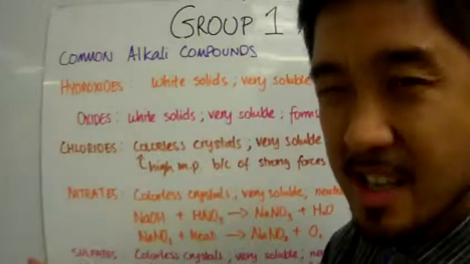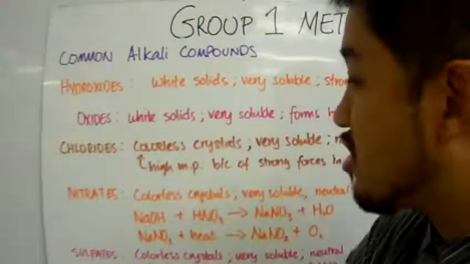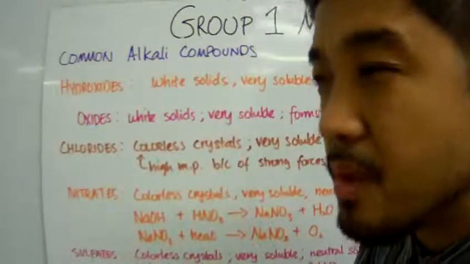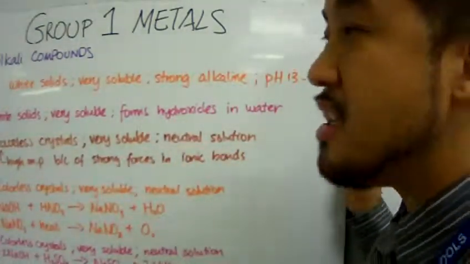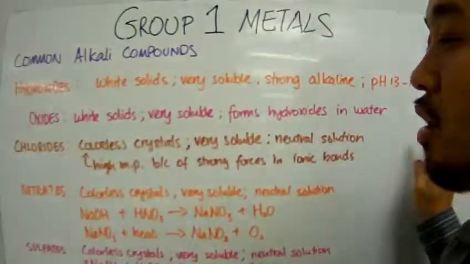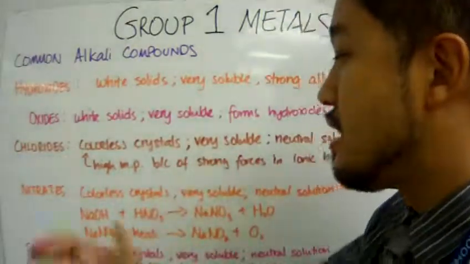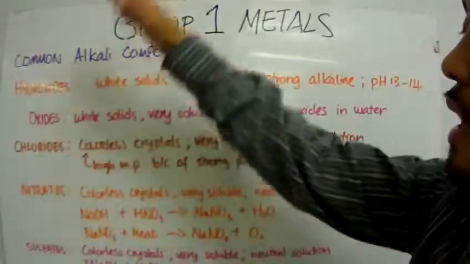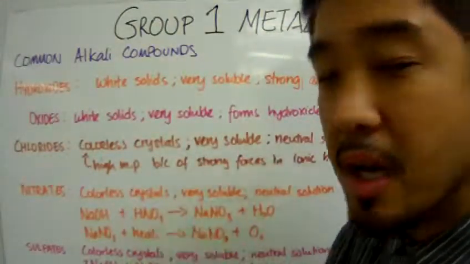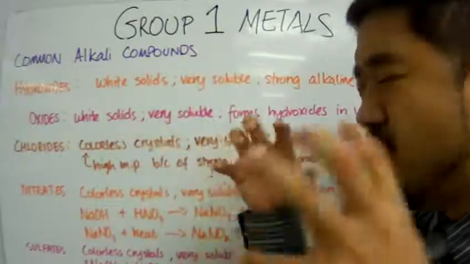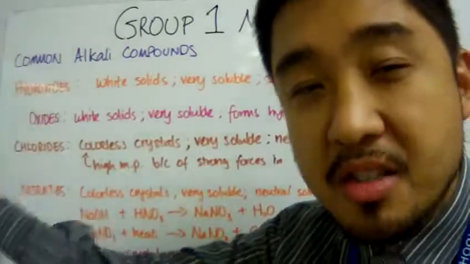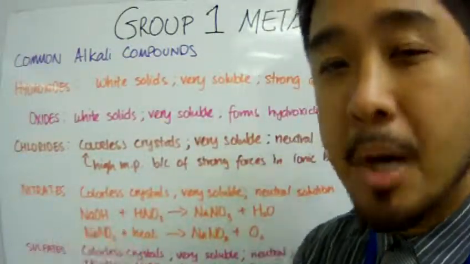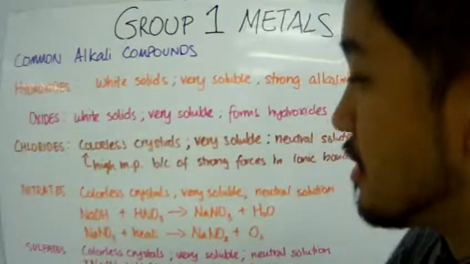Next, chlorides. Alkali chlorides are colorless crystals, very soluble in water because of all the group 1 alkali metal properties, and because it's now a salt, it's a neutral solution. And like all ionic compounds, these chlorides have a high boiling point and melting point, because of the strong forces in those ionic bonds. And when you have millions and millions of ionic bonds to form the lattice structure, boom, high melting point.